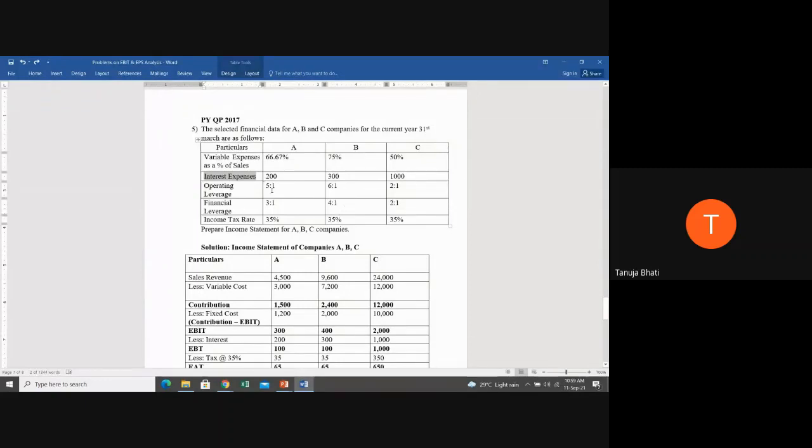So this is nothing but 5 times, 6 times, 2 times, 3 times, 4 times, and 2 times. Income tax is given as 35%, 35% for A, B, and C. Prepare an income statement for A, B, and C companies.